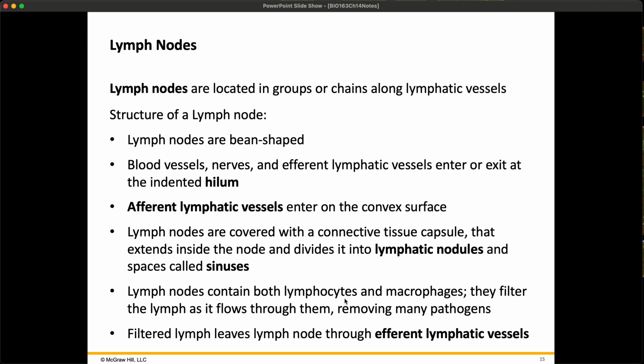Lymph nodes have both lymphocytes and macrophages, two different types of leukocytes. Lymphocytes being your B cells and your T cells, and macrophages are a type of monocyte. They're there as a phagocytic cell. They are what filters lymph as it flows through, removing a lot of pathogens through phagocytosis, right? That's in their name. They're consuming and eating these cells, whereas lymphocytes have more specific responses we'll look at. That filtered lymph then exits through the efferent vessels.